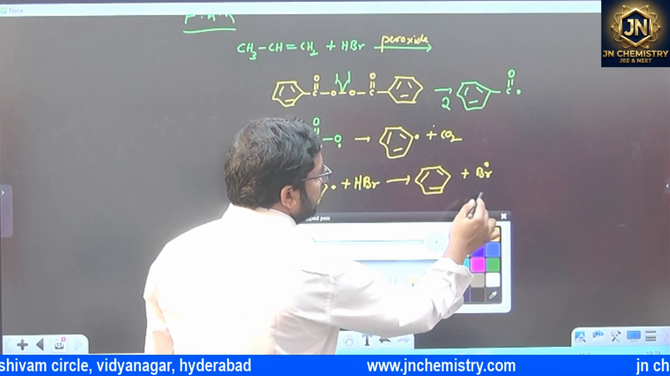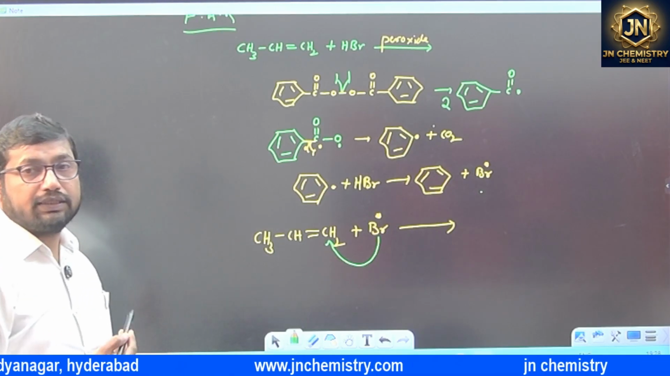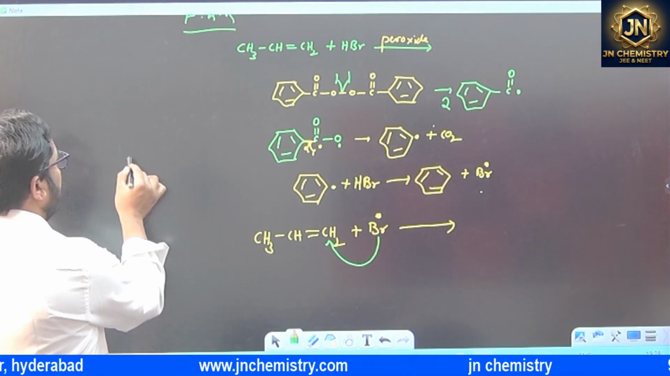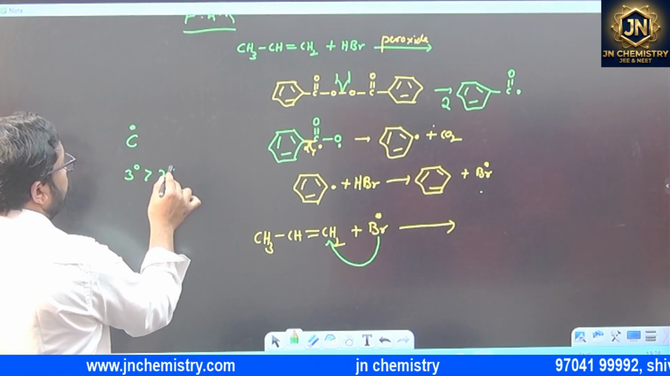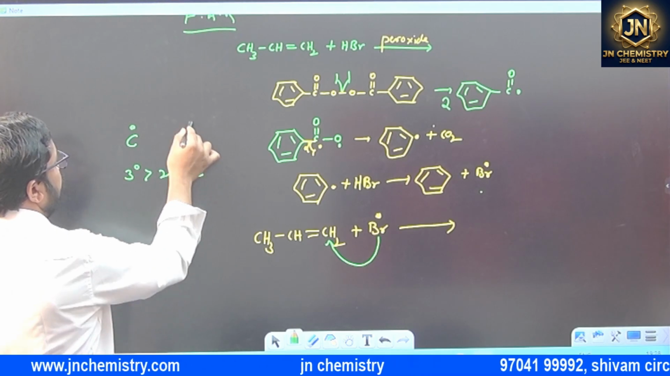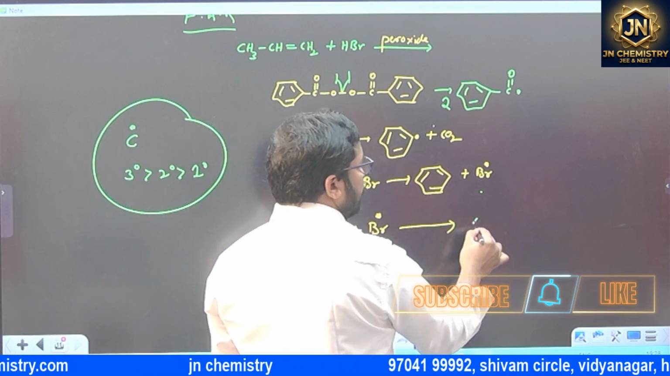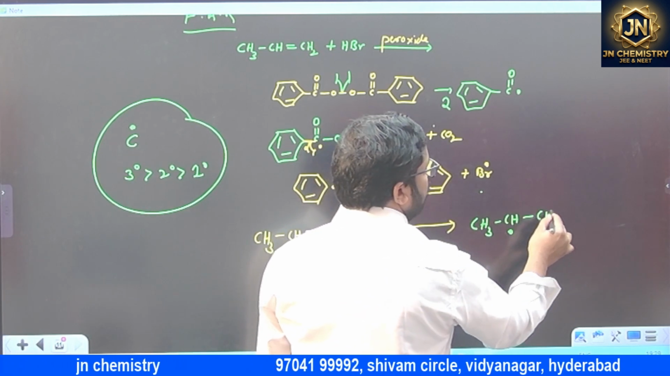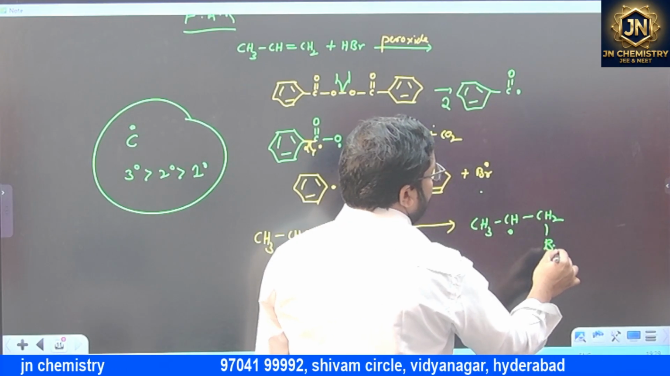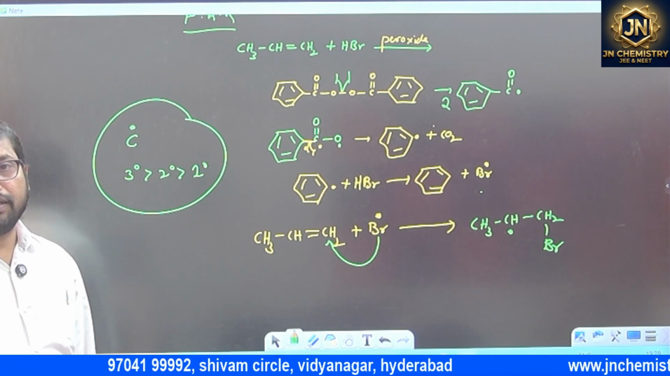Br radical has two options over here. But it attacks over here because in this case, carbon free radical stability is 3 degree greater than 2 degree, then 1 degree. So particularly if it attacks the first position, what happens? CH3, CH radical, CH2, Br. We'll get a 2 degree carbon free radical.